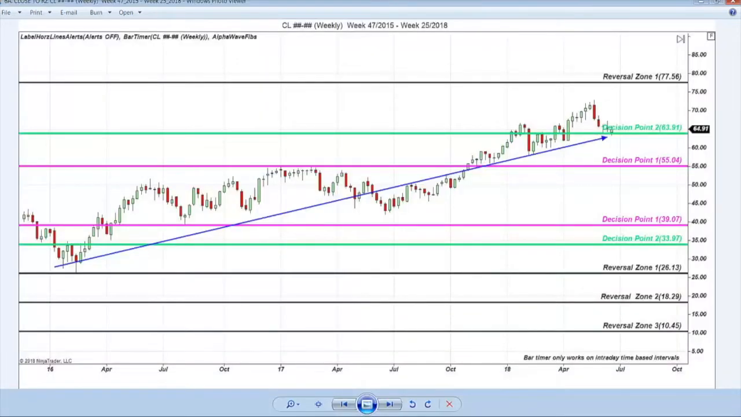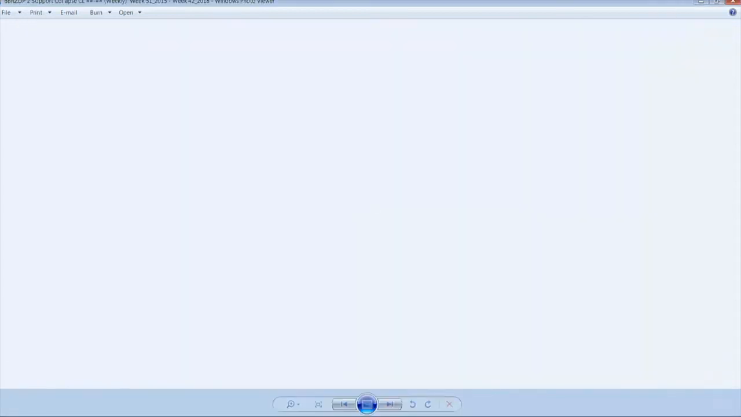77, not far off, oil starts selling off. Decision point 2 becomes key support. A knowledgeable trader knows if this support is out, oil will go into free fall until 55.